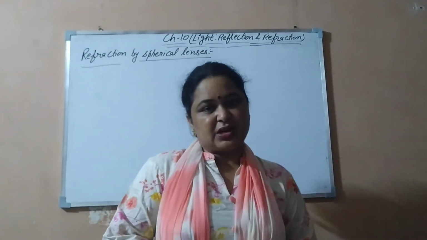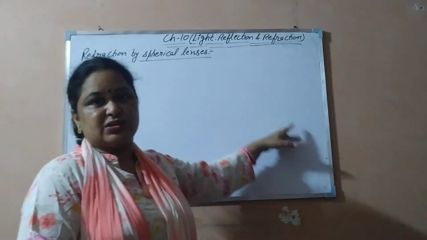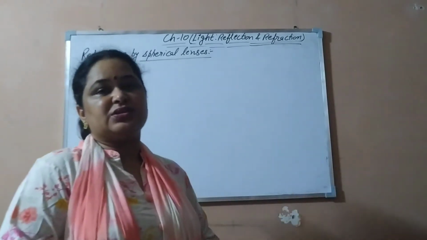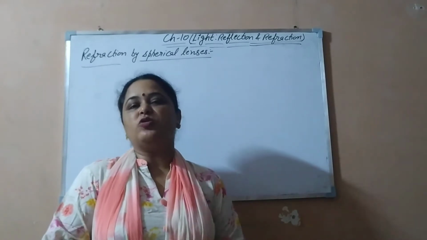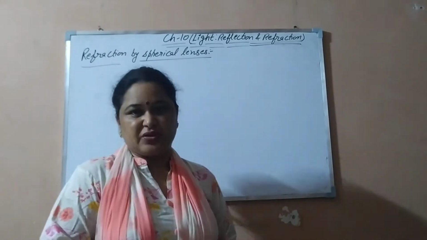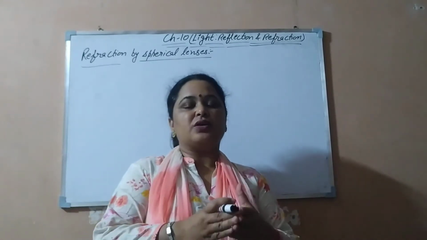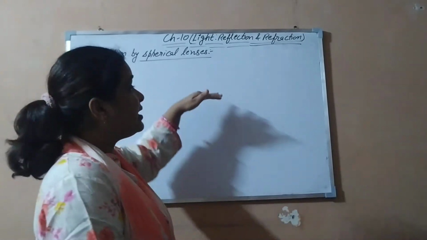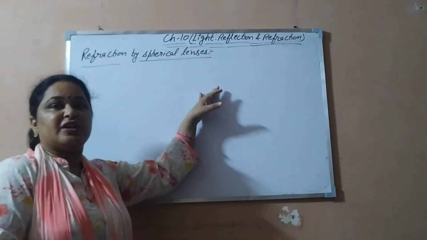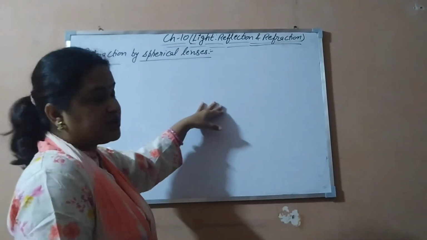So let's start. Today we will do the refraction by spherical lenses. Clear? So what is a lens? A lens is a transparent material bound by two refracting surfaces, of which both may be spherical or one may be plane. So different types of lenses are there. So what is a lens? A lens is a transparent material bound by two spherical refracting surfaces.